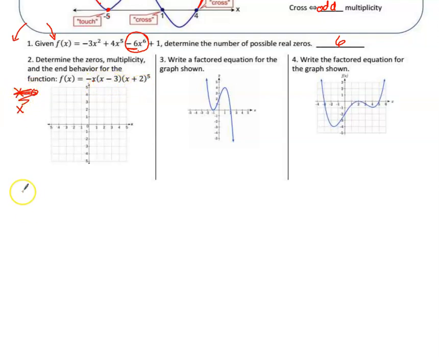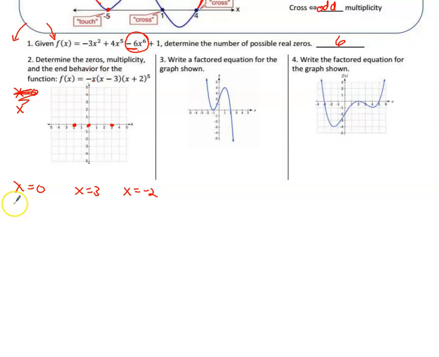And I'm going to write these down below. So x equals 0, x equals 3, and the last one is x equals negative 2. Those are the three x-intercepts: 0, 3, and negative 2. And let's talk about the multiplicity.